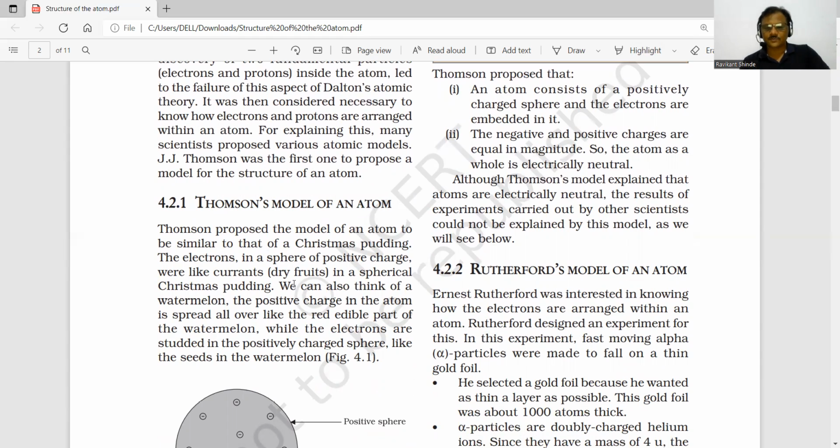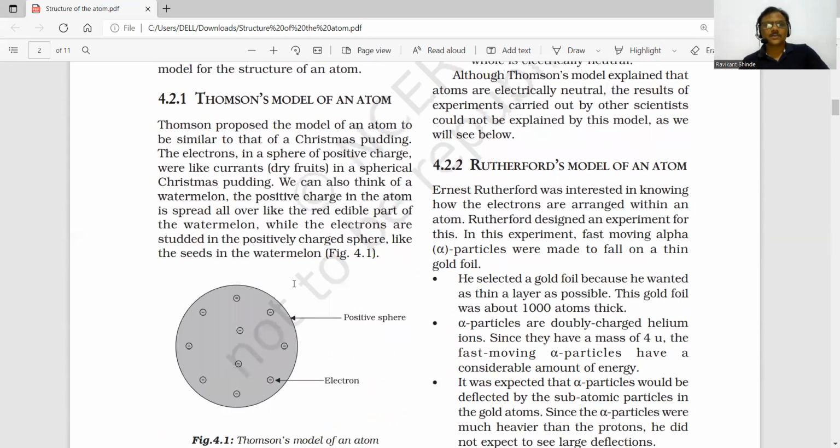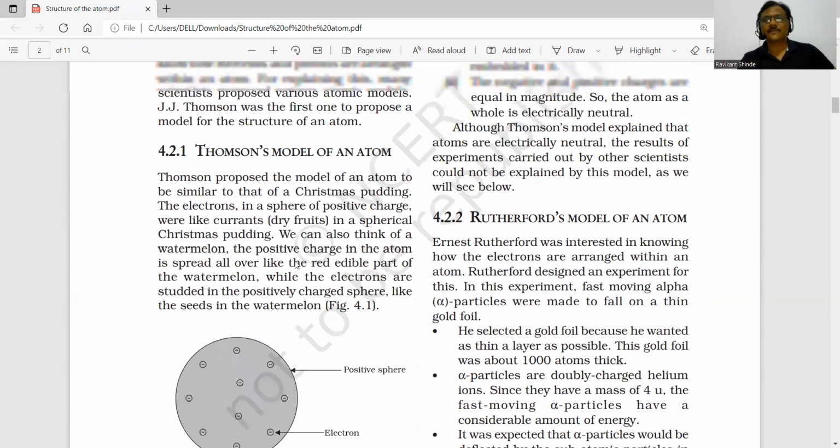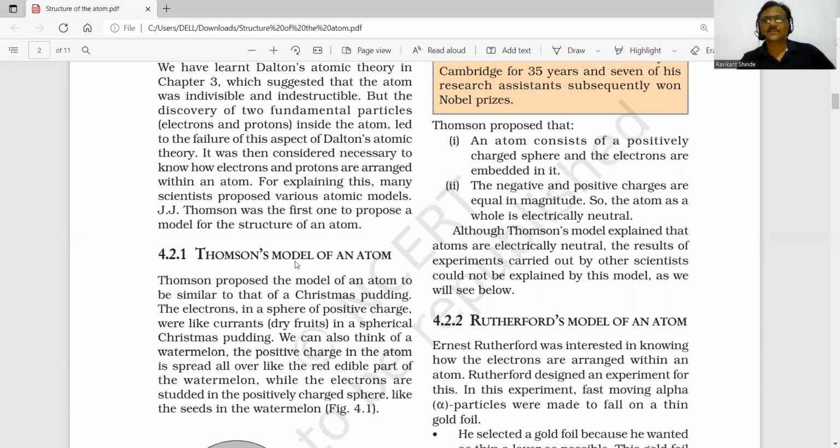Thomson's model of the atom indicates that there is a positive field and electrons are embedded in it like seeds. So he represented this model in this way. But there were certain drawbacks. Thomson proposed that an atom consists of a positively charged sphere with electrons embedded into it.